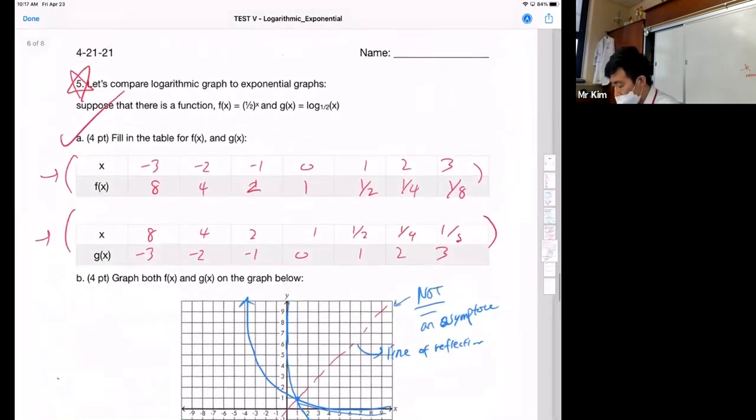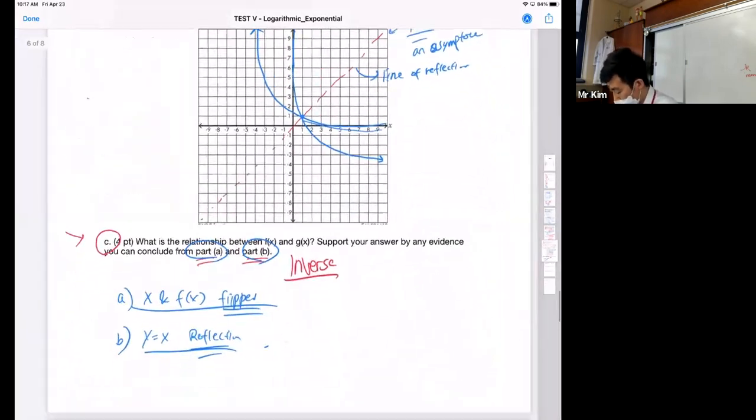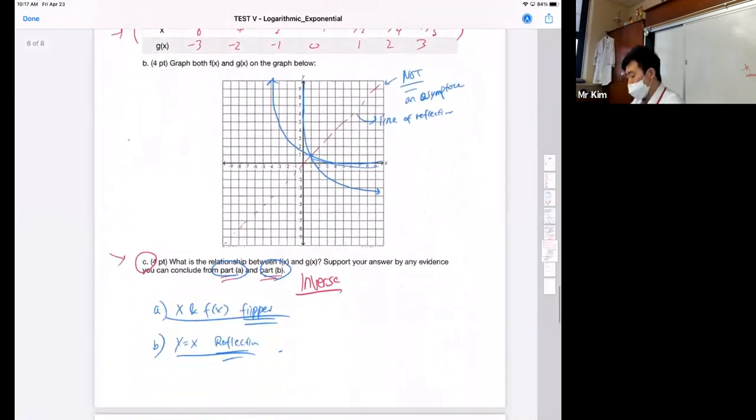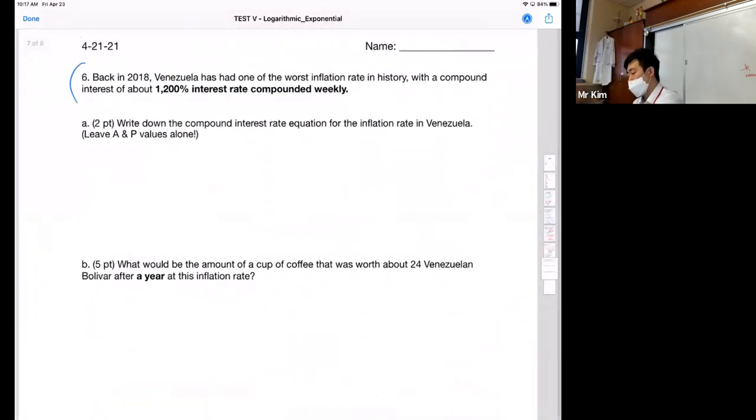Okay, so number 5, a lot of students did, but had a lot of questions about. Number 6 was the interesting one. Venezuela has one of the worst inflation rates in history, 1,200% interest rate, which means the rate that you're going to plug in as a decimal, you're moving the decimal point left twice, which makes it 12.